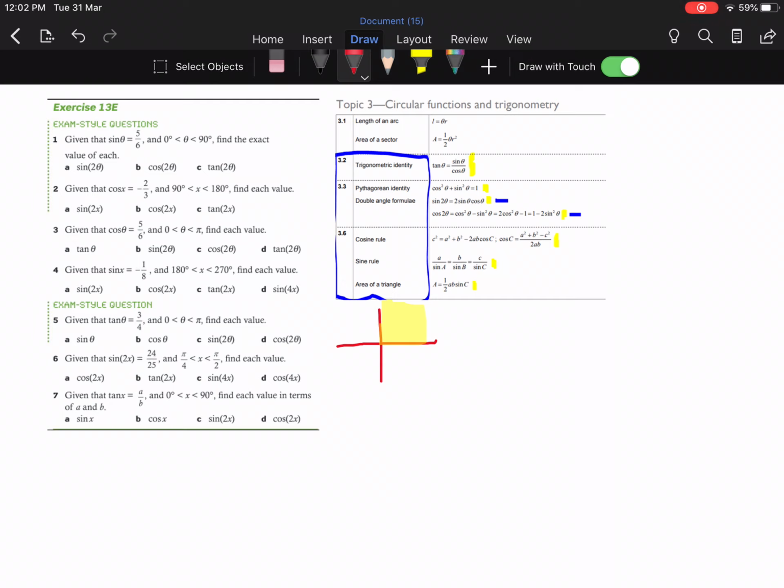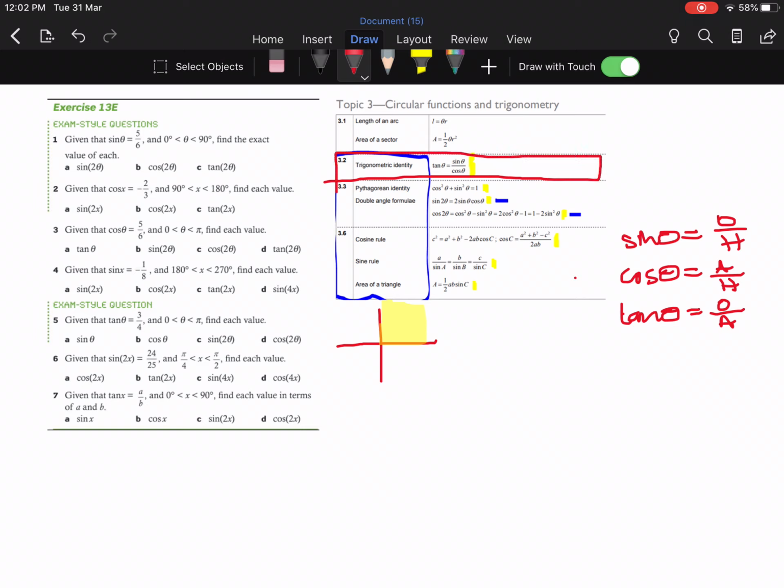Now, what you need to remember is the trig ratios, which say that sine theta is equal to opposite over hypotenuse, cos theta is equal to adjacent over hypotenuse, and tan theta is equal to opposite over adjacent. You've got these, which you're going to be using throughout this exercise.